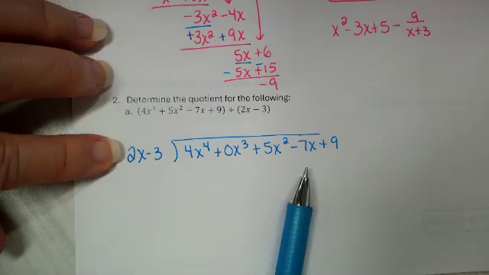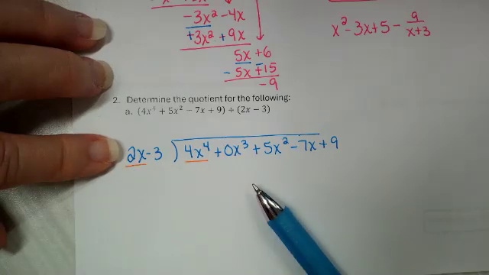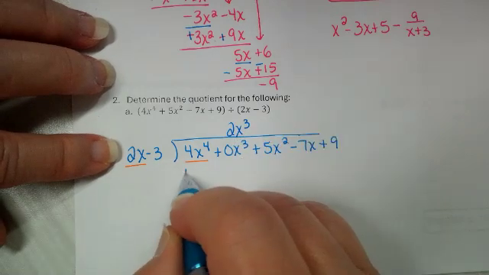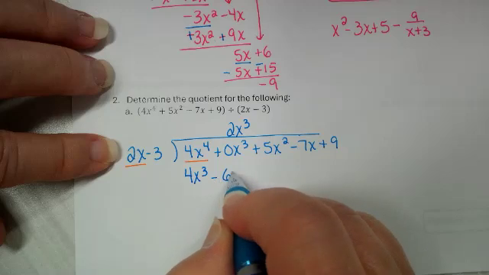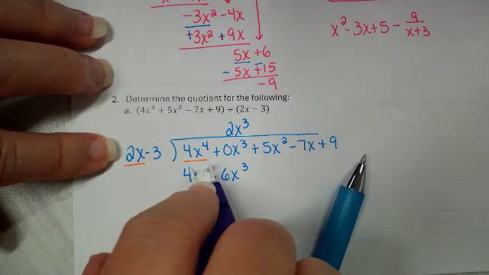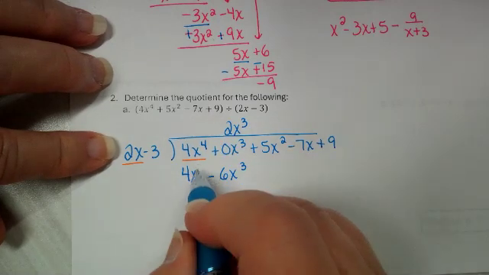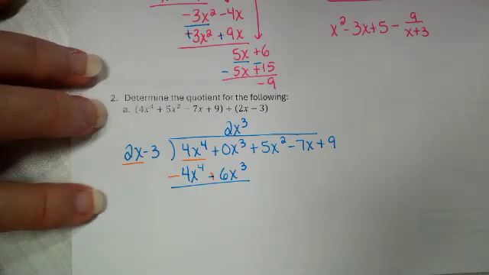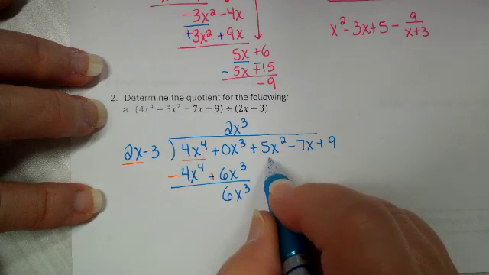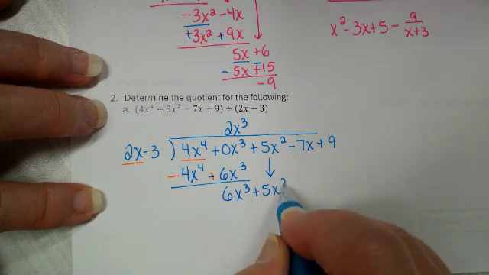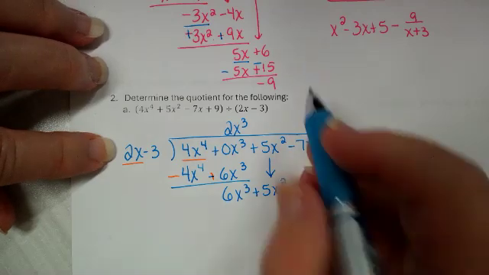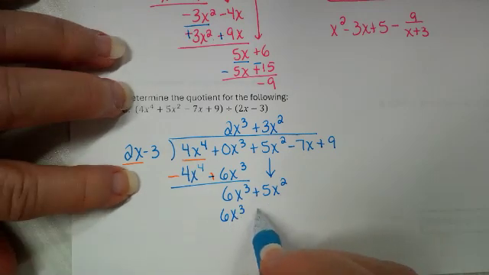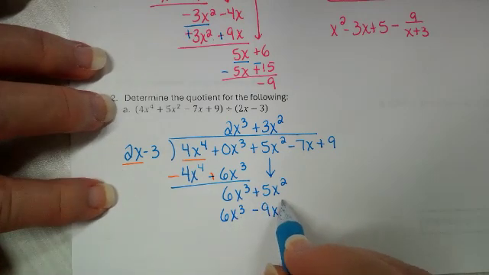So we divide 4x to the fourth divided by 2x. That gives me 2x to the third. Distribute. And that was 4x to the fourth. Now my subtraction gives me 6x to the third. Bring down the 5x squared. Now I divide 3x squared. Now I distribute: minus 9x squared.